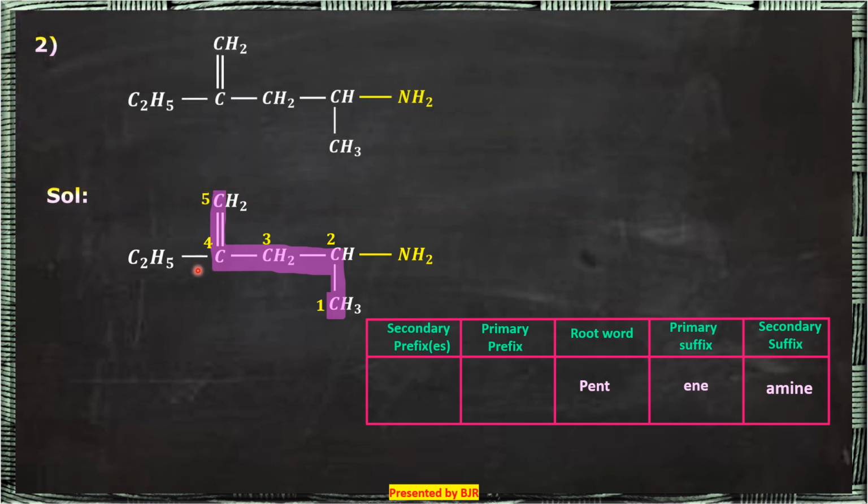And fourth carbon atom is attached ethyl group, alkyl group. So it is secondary prefix is ethyl. So the IUPAC name of this compound is 4-ethyl pent 4-ene 2-amine. 4-ethyl pent 4-ene 2-amine.